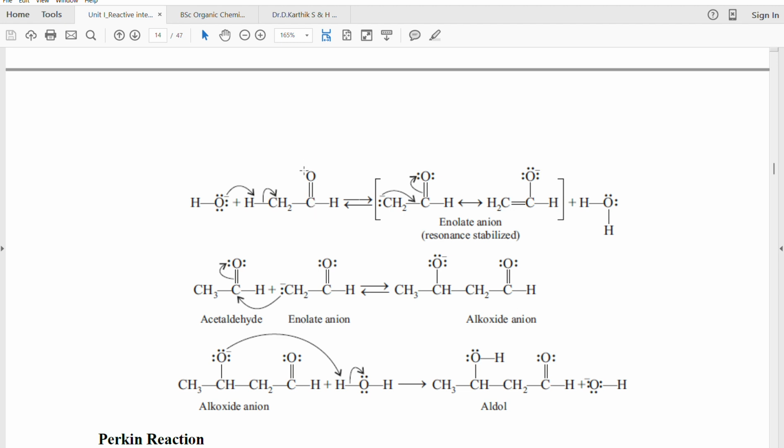The functional group here is the aldehyde. So the alpha carbon is the CH3, right? From the alpha carbon the base removes one proton and it produces the carbanion here, right? So here you can see the carbanion is produced, with a minus charge.